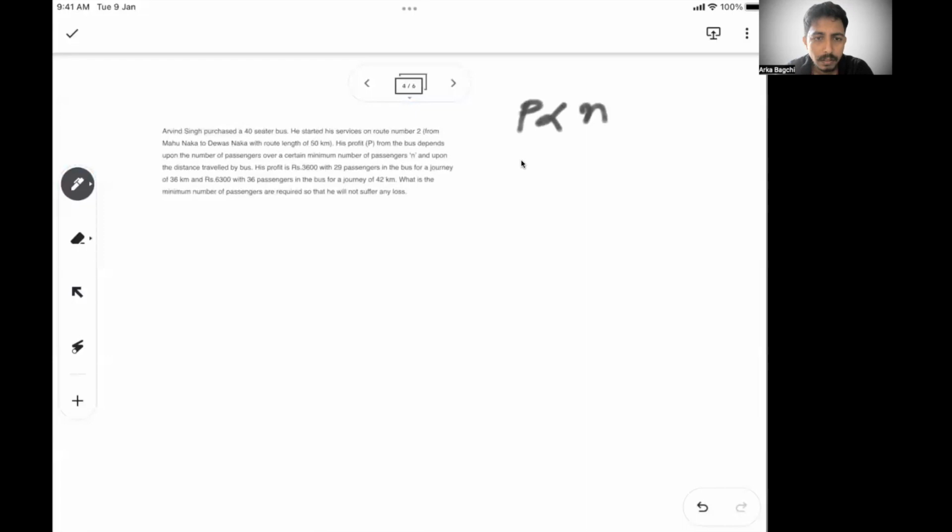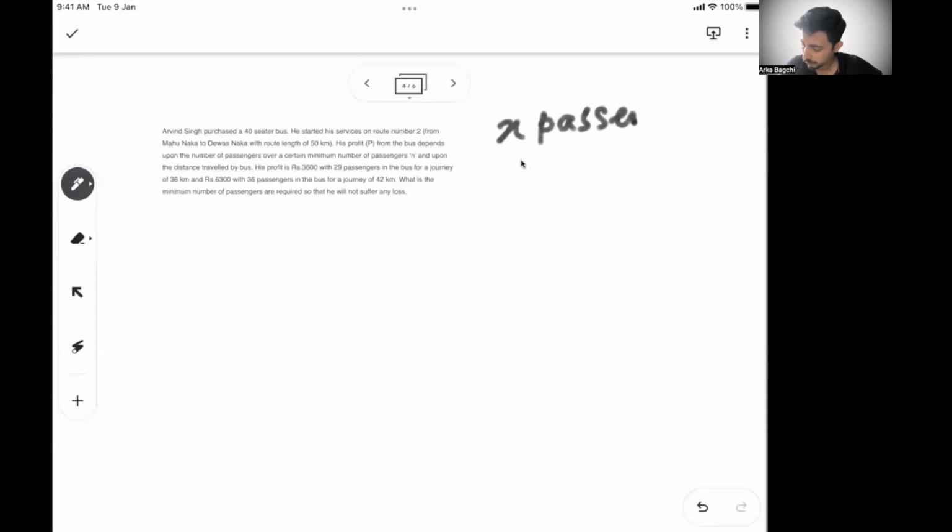And they say the number of minimum passengers. So let's say the minimum number of passengers is n. So basically he needs at least n passengers to get the profit. We will write that equation. So basically he needs minimum n passengers. So with n passengers he may not get profit. So let's say there are x passengers.